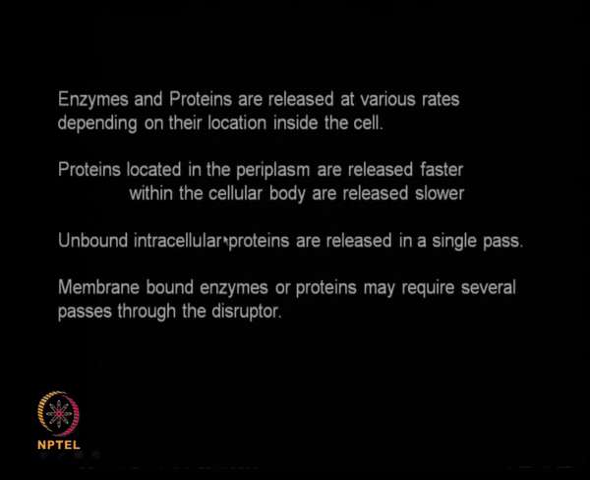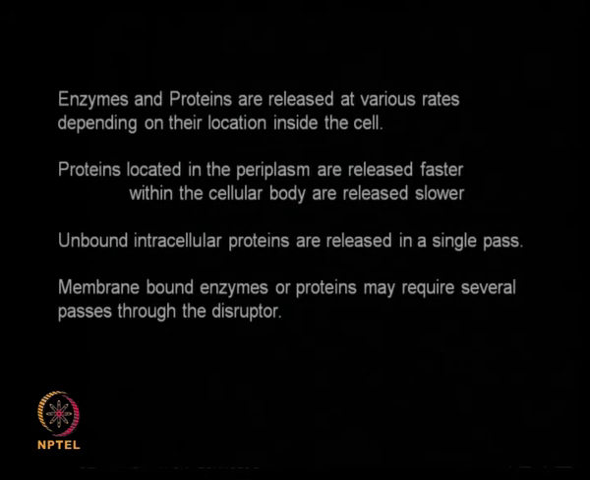If you have unbound intracellular proteins, then they are released in a single pass. If they are membrane bound enzymes or proteins, then you need to break the membrane so that the membrane bound proteins are released. So you need to resort to several passes through the disruptor. That means you take out the product, then you need to cool the product, again pressurize it, again pass it through the disruptor and so on. So you may have to resort to 2, 3, 4, 5 times through the mechanical disruptor until all the product which is bound to the membrane is released.